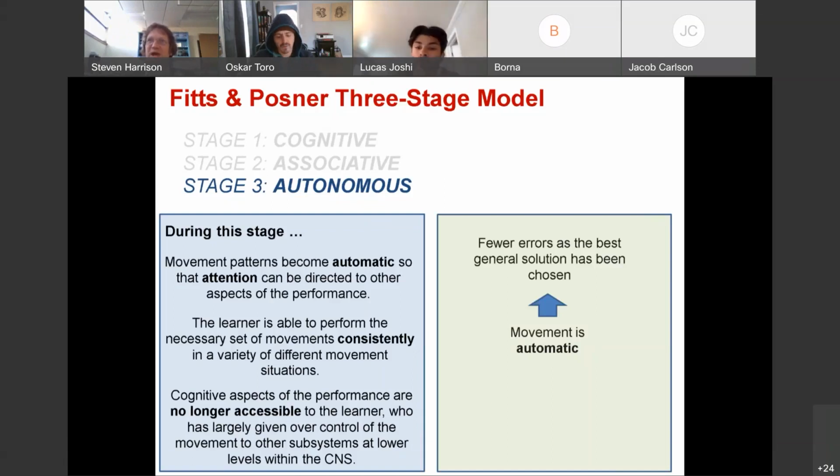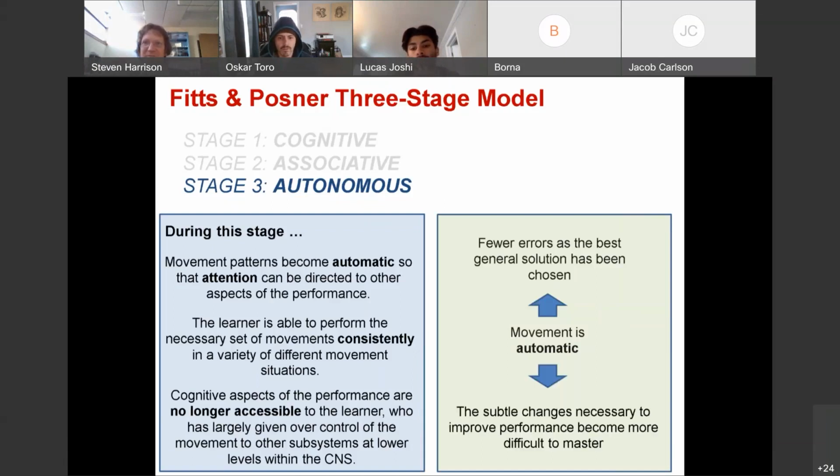We expect fewer errors as the best solution has been chosen, and that in the associative stages, particular strategies for creating corrections and adaptations to offset errors have actually been generated. What we're going to see during this stage is that the subtle changes necessary to improve performance are going to be mastered.